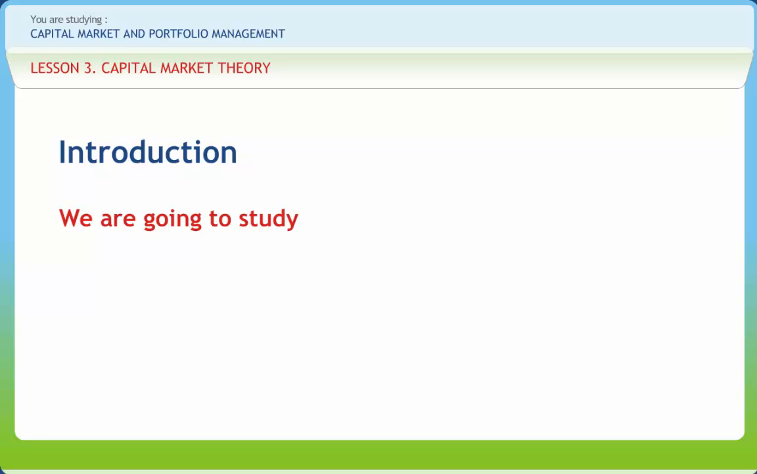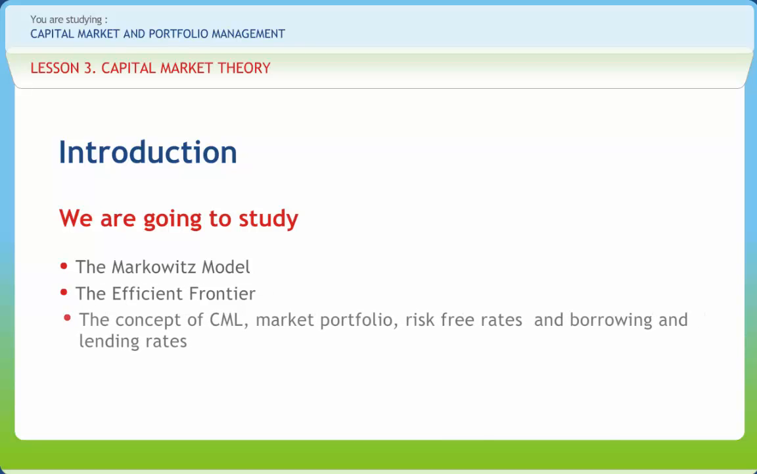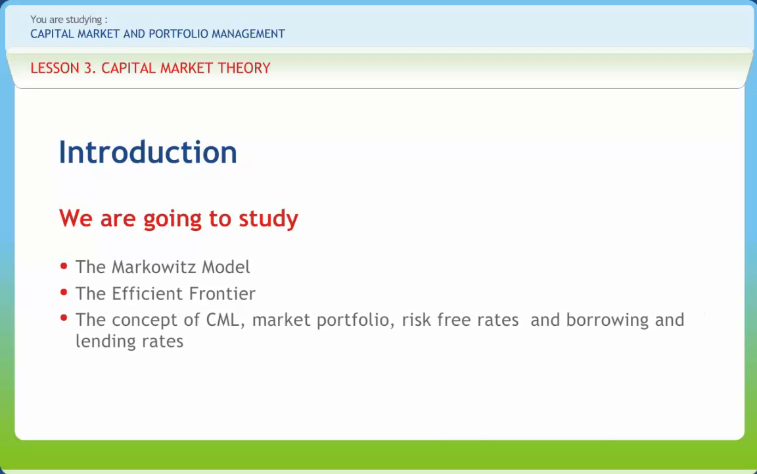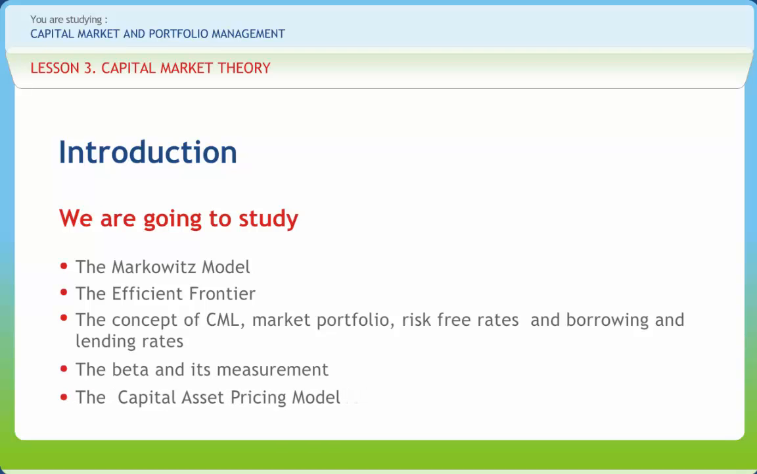In this lesson, we will learn the Markowitz model, the efficient frontier, the concept of CML, market portfolio, risk-free rates and borrowing and lending rates, beta and its measurement, the capital asset pricing model, the arbitrage pricing theory.